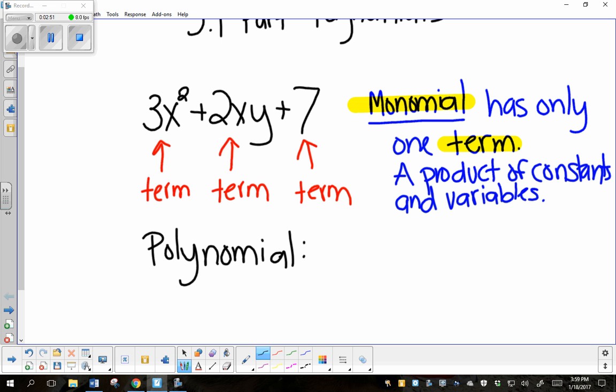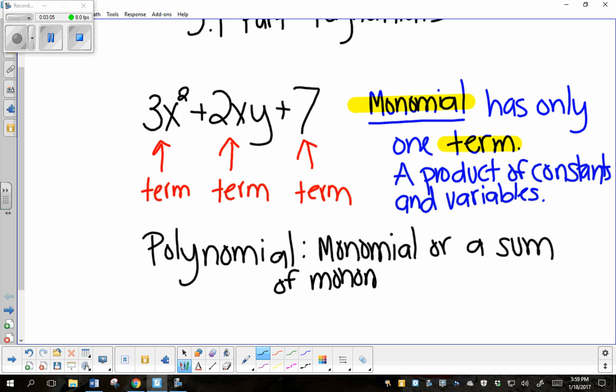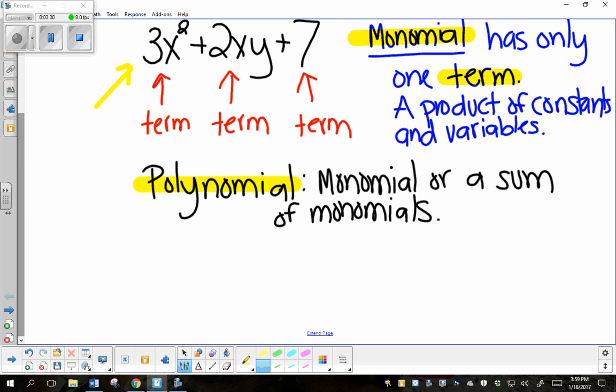So a polynomial is either a monomial, which is just 1 term, or a sum of monomials. So it could be a bunch of monomials added together. That polynomial is another vocab word here. What we saw right up here, 3x squared plus 2xy plus 7, that's a polynomial. Even just 2xy on its own would also be a polynomial. It's just 1 monomial. So we're going to look at some examples of polynomials and things that are not polynomials.